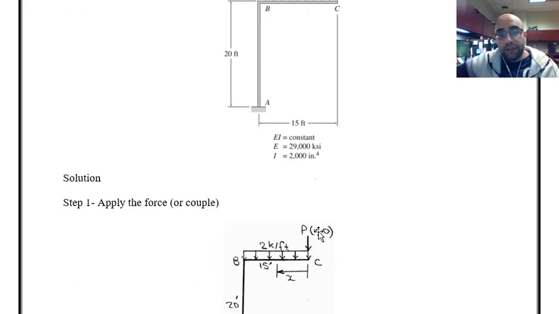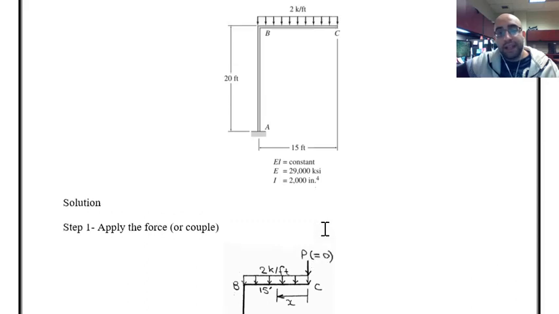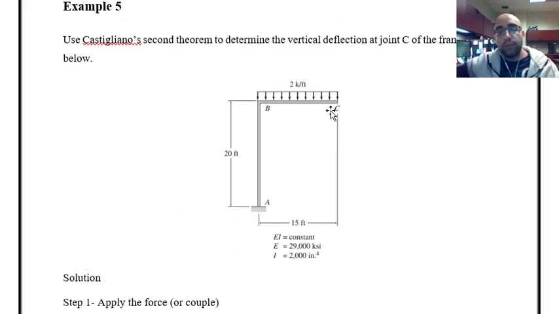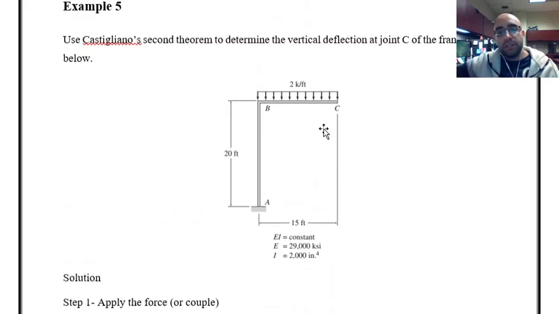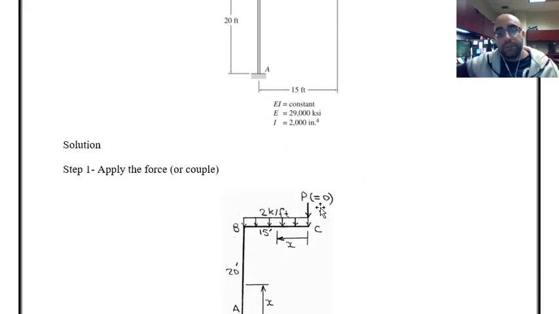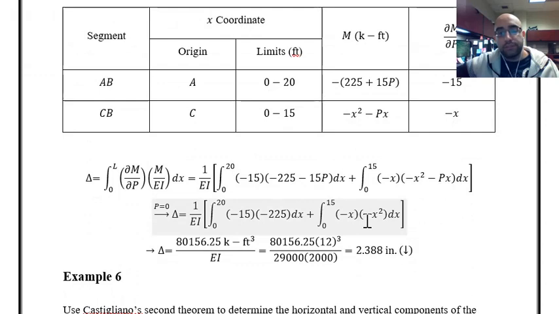0. If we had some loading as a concentrated load at point C, I would set the value of P as that specific force at point C. For example, if I had a 10 kip force at point C, I would set the value of P as 10 kips. But in this specific example, we didn't have any force at this point or point C, so the value of P is set to be 0, and that's what we have over here in this equation.